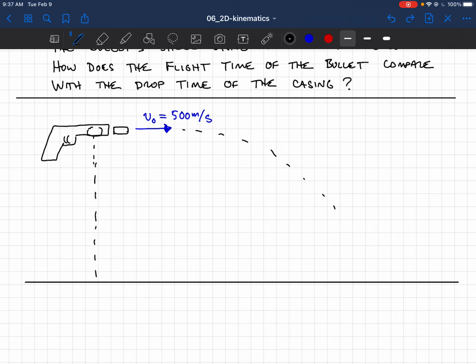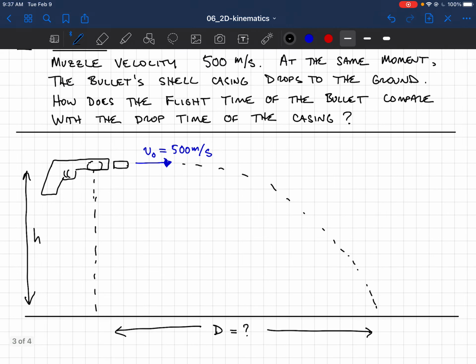I guess it won't come in directly vertically. The trajectory of the bullet will look something like that. It will be initially horizontal, and then eventually it will hit the ground at some distance far away. So we could put a distance here. Don't know what that is. We could put a height here, like this.